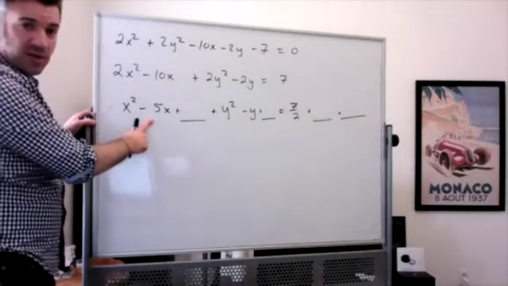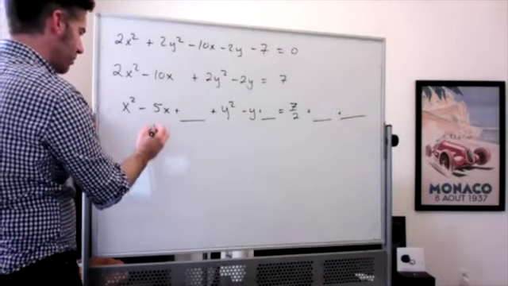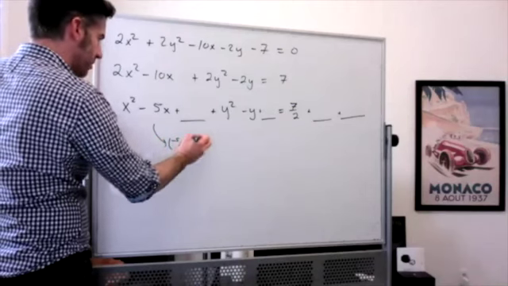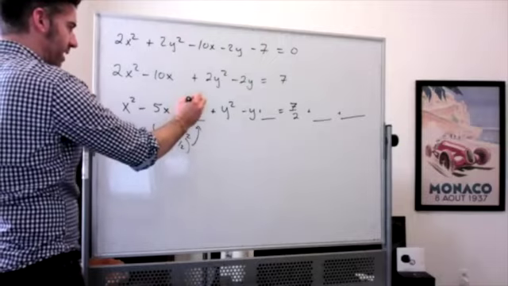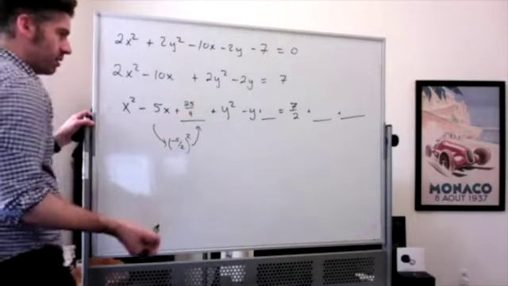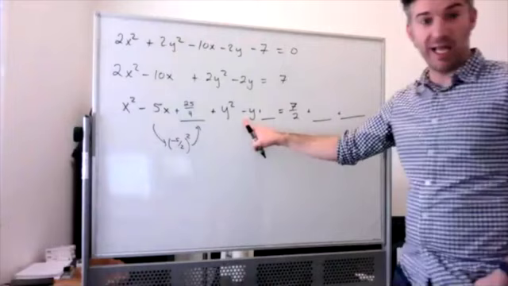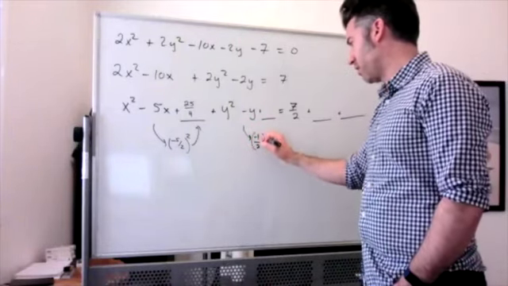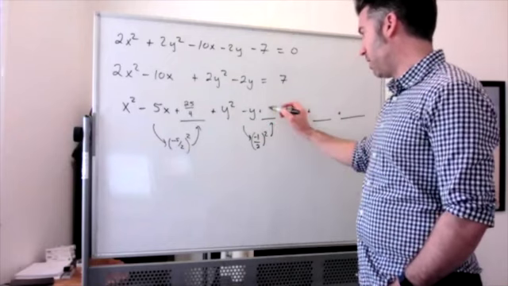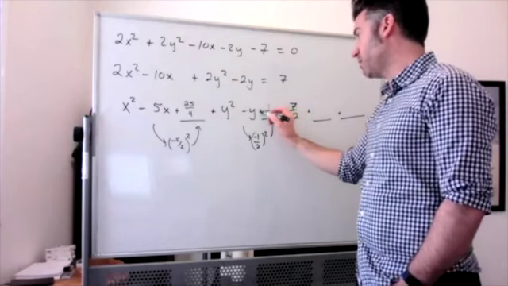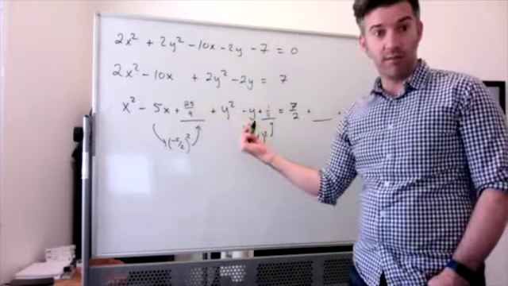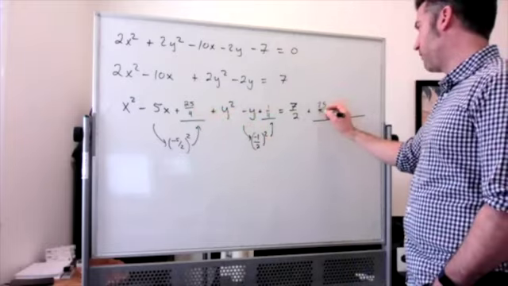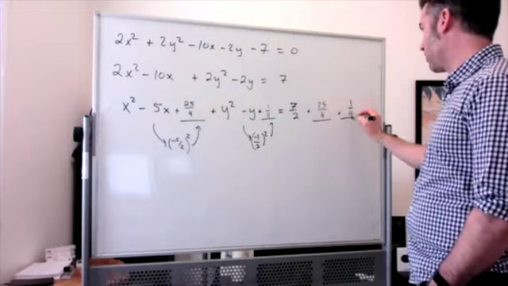So these ones are going to be a little less nice because they're both odd numbers. I'm going to take my -5 divided by 2 and square it. And that's going to give me 25/4. Similarly here, my coefficient's -1. I'm going to take my -1, divide it by 2, and square it. And that's going to give me a +1/4. It should always be a positive number that you're adding on because you're squaring whatever it is. So I'm going to get 25/4 and 1/4.